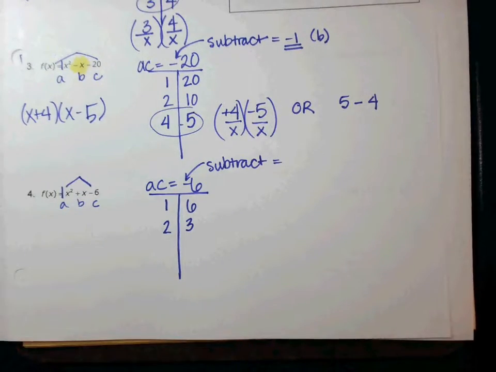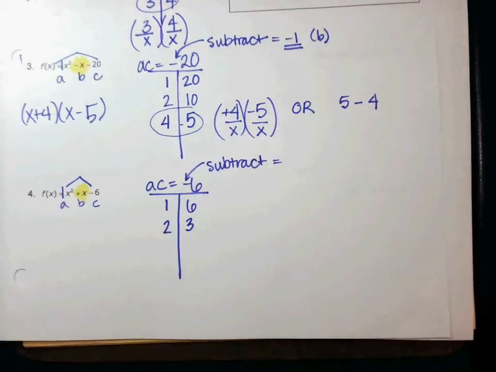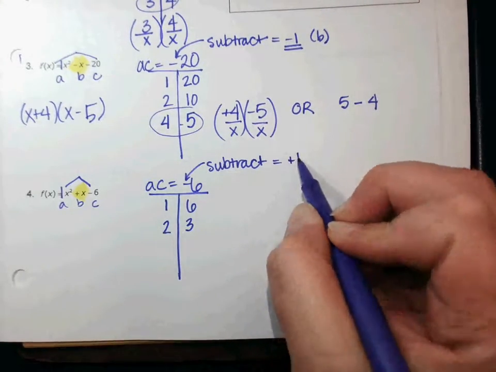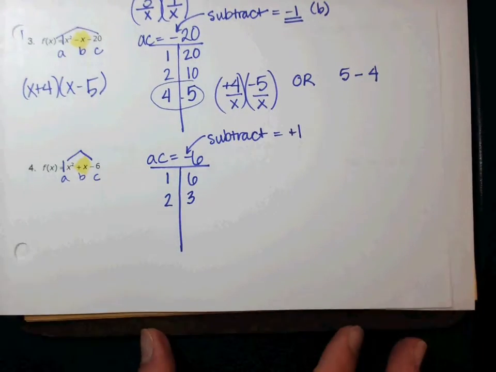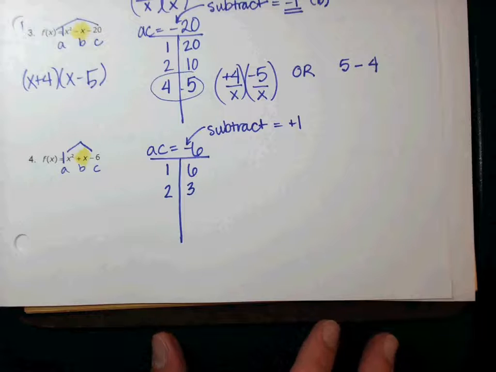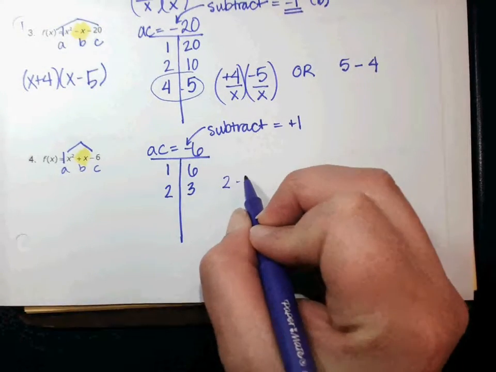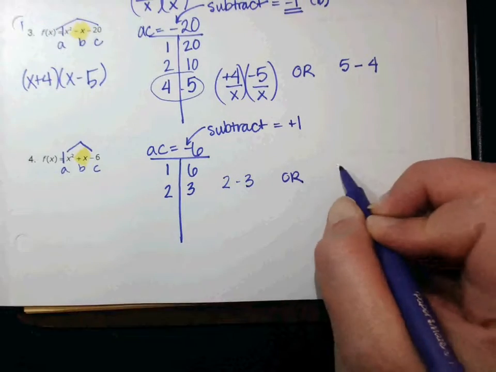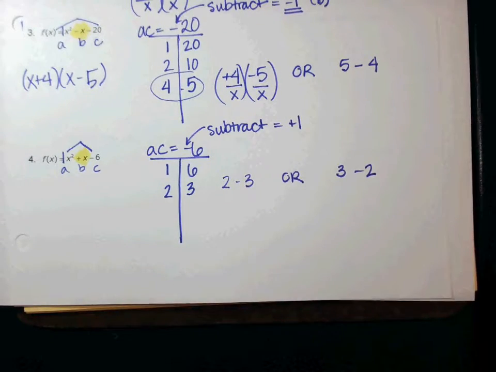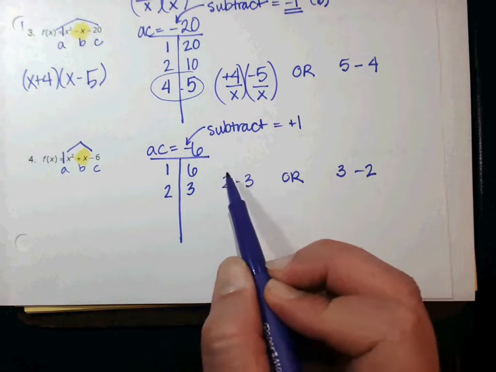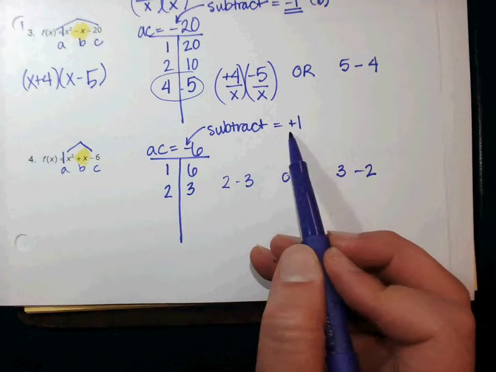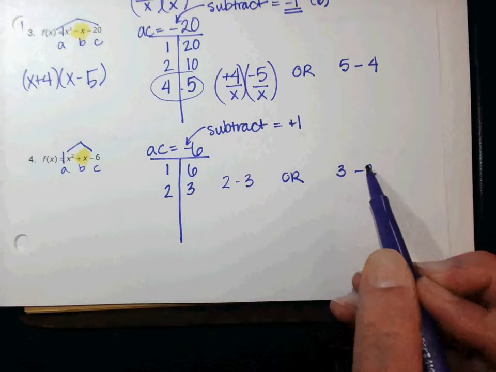Look in the middle. It's a positive 1x. Very good. So I want them to be a positive 1. Look at your partners. Who subtracts to 1? 1 and 6 or 2 and 3? 2 and 3. You have 2 choices. You can do 2 minus 3 or you can do 3 minus 2. Can you do negative 2 plus 3? That's the same, yeah. So think about it: what is 2 minus 3? Is that what I want? No. What about 3 minus 2?